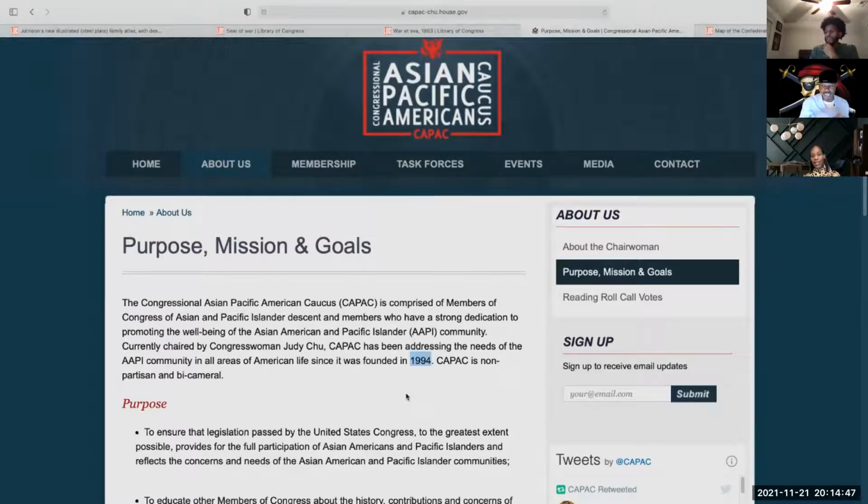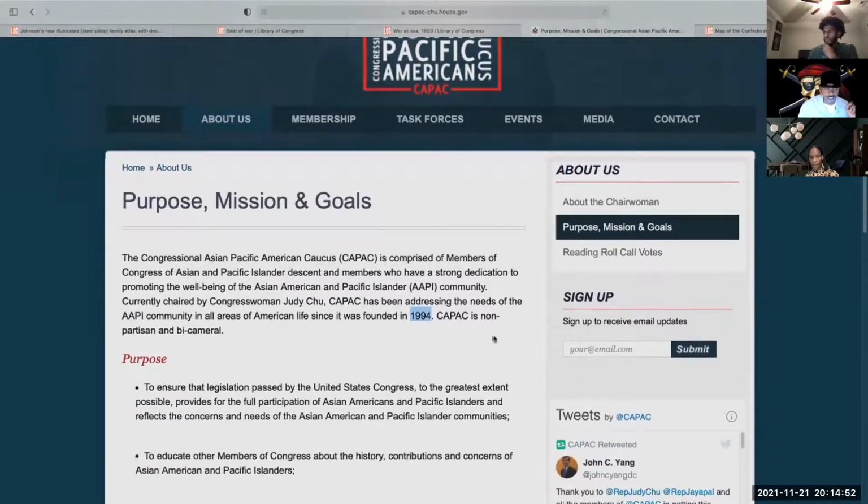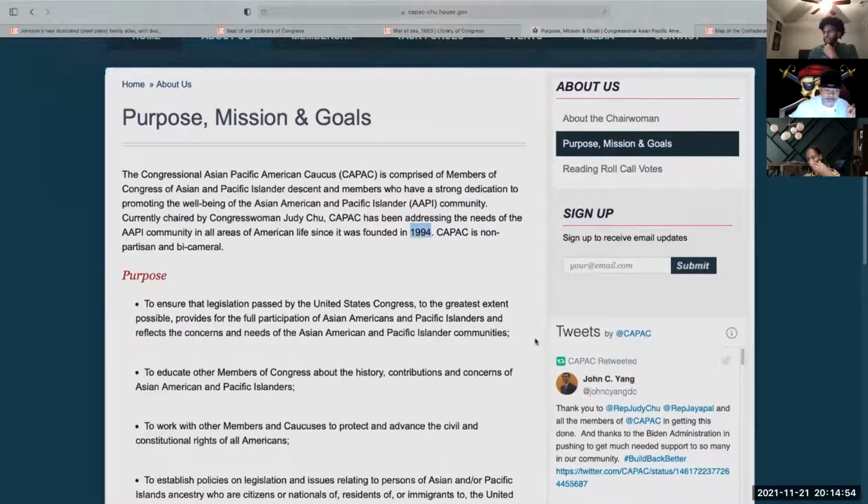And let's look at their purpose. See, we're talking about being on code. Look at the purpose section. To ensure that legislation passed by the United States Congress to the greatest extent possible provides for the full participation of Asians and Pacific Islanders and reflects the concerns and needs of the Asian American and Pacific Islander community. Do y'all see the problem, people? You got another caucus that came after your caucus and they only rep for their people. Your caucus repping for everybody.